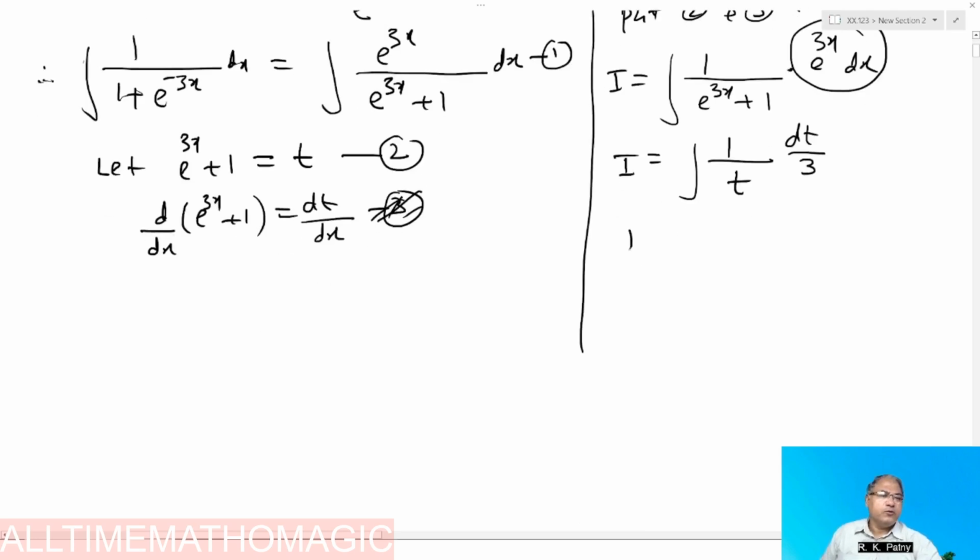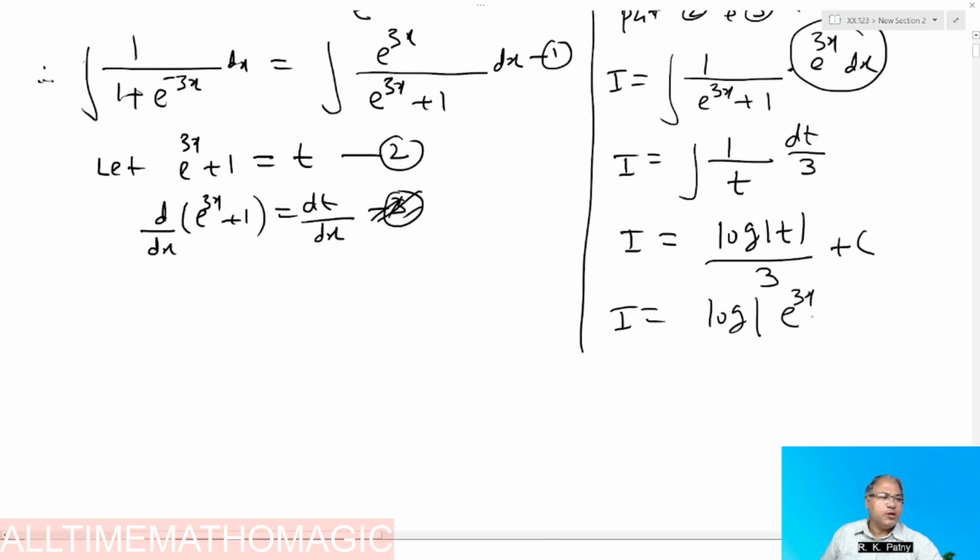So I equals the integration of 1 upon t, which is nothing but log of modulus t divided by 3 plus c. So what is t? t is nothing but e raised to 3x plus 1. So log of modulus of e raised to 3x plus 1, upon 3, plus c. This is the required solution.